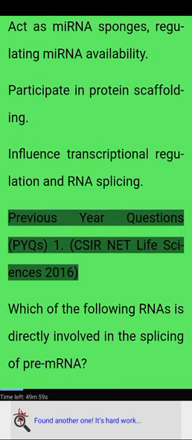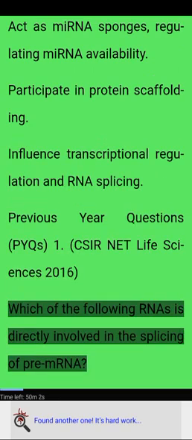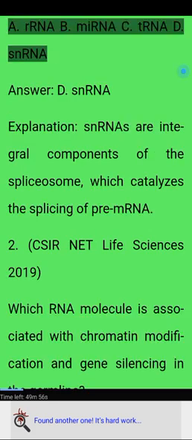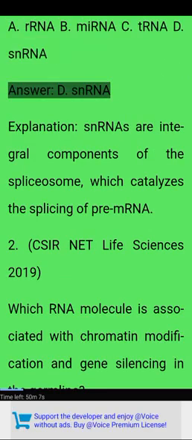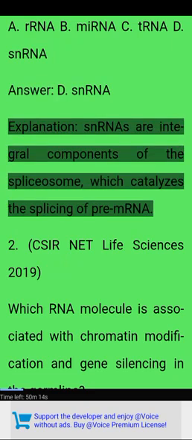Previous year questions, PYQs. 1. CSIR NET Life Sciences 2016. Which of the following RNAs is directly involved in the splicing of pre-mRNA? A. rRNA, B. mRNA, C. tRNA, D. snRNA. Answer. D, snRNA. Explanation. snRNAs are integral components of the spliceosome, which catalyzes the splicing of pre-mRNA.